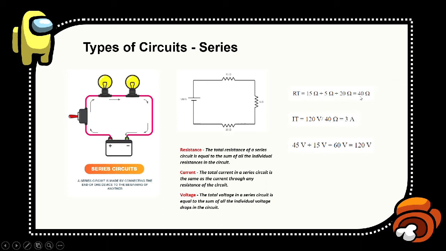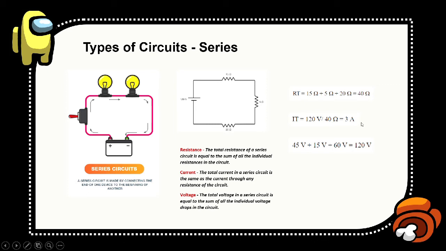The next is we get the IT. Since the current is the same through any resistance, and the total resistance is 40 ohms and the given voltage is 120 volts, we use I is equal to V over R. So 120 volts divided by 40 ohms, thus we get 3 amperes. So IT is equal to 3 amperes.